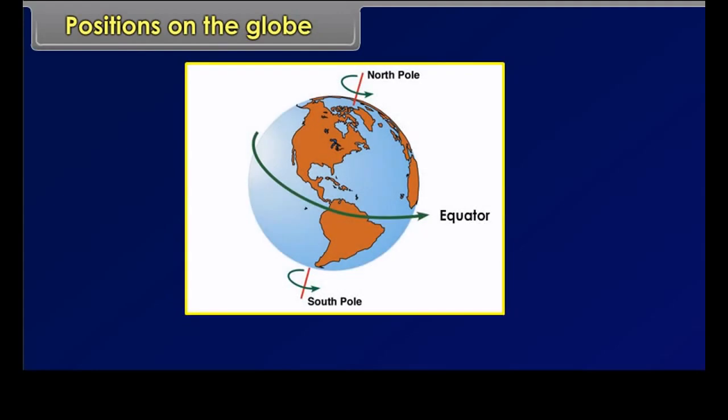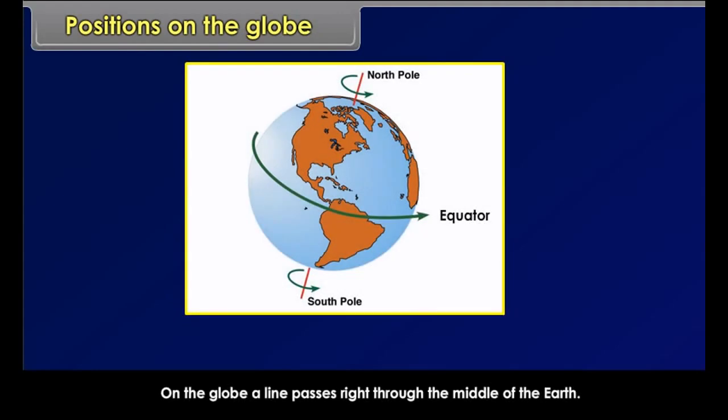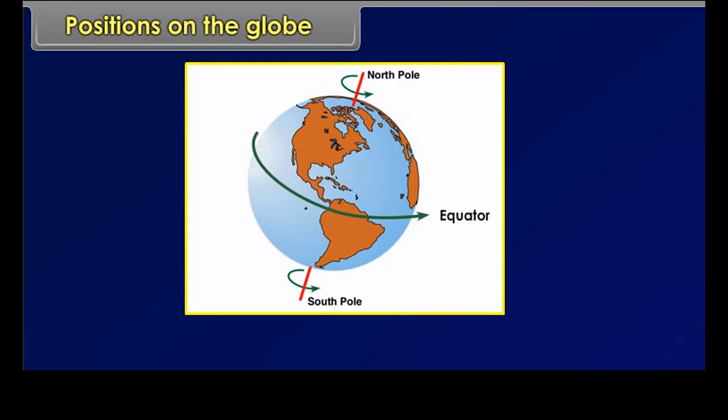Positions on the globe. On the globe, a line passes right through the middle of the Earth. In reality, this line is imaginary and is known as the axis. The Earth rotates on its axis.